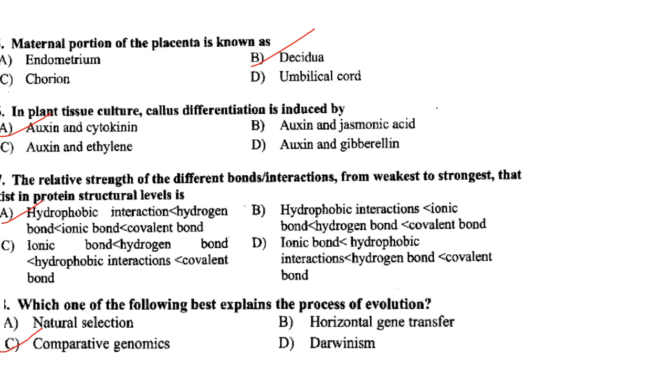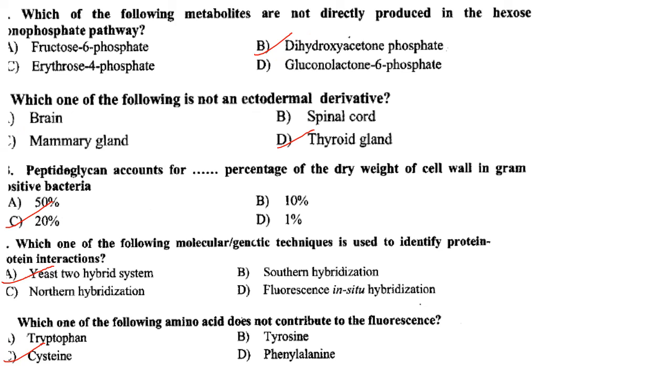Which of the following best explains the process of evolution? So comparative genomics. Answer is option C. By examining genome sequences from multiple species, comparative genomics offers new insight into genome evolution and the way natural selection molds DNA sequence evolution. So it is comparative genomics.